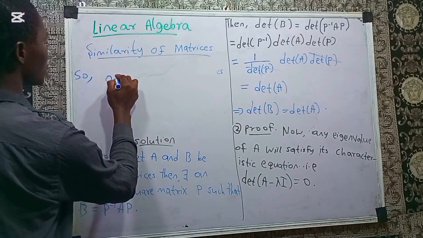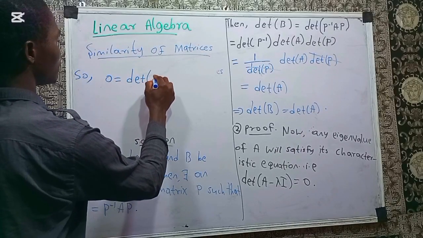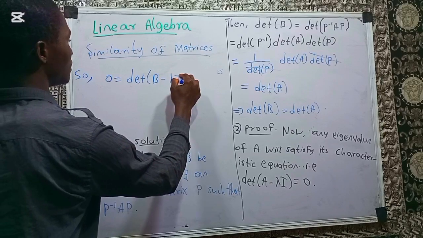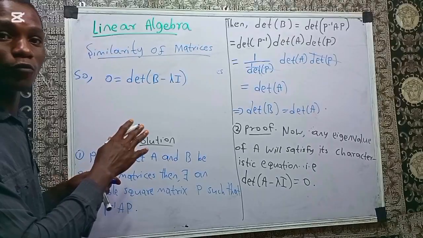So 0 equals determinant of B minus lambda I, because this thing will give us the characteristic equation of what?